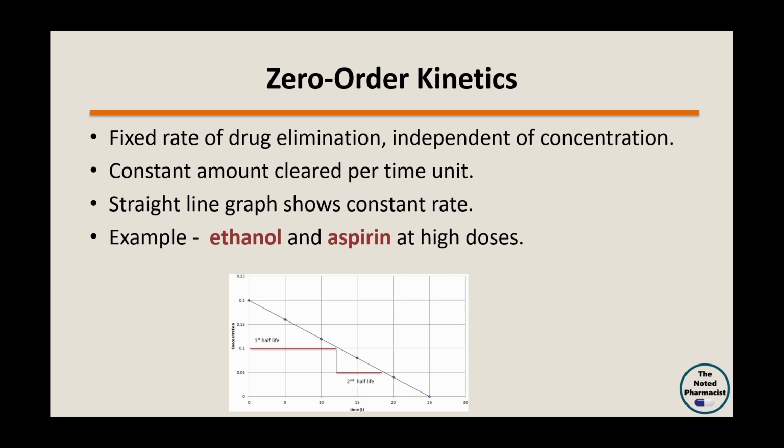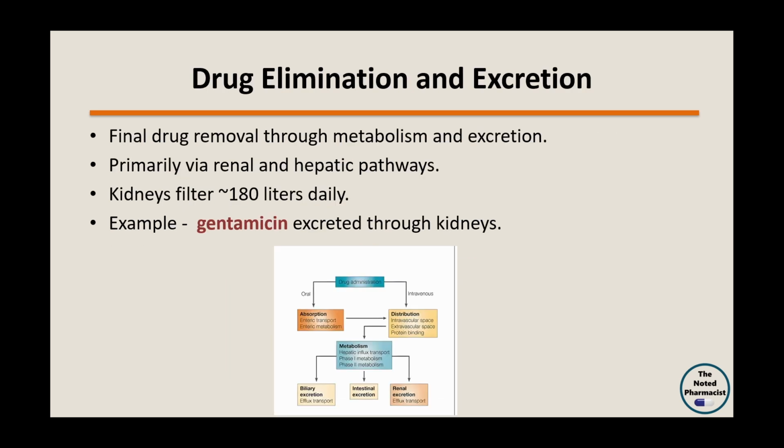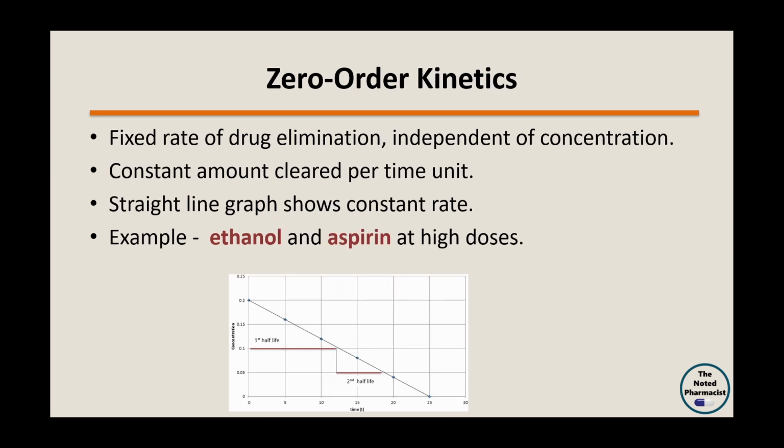This is unlike first-order kinetics, where elimination rates vary proportionally with concentration levels. In zero-order kinetics, when plotting drug concentration against time, the graph shows a straight, downward-sloping line, indicating a constant rate of drug elimination. The slope is uniform, representing the fixed amount of drug eliminated per unit of time. This contrasts with the exponential decay seen in first-order kinetics.